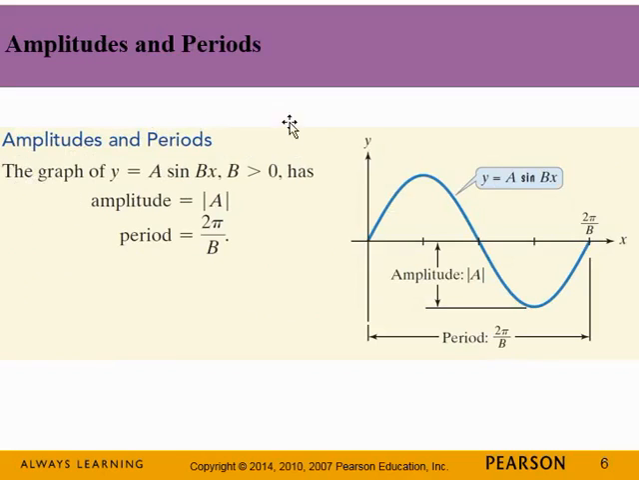So amplitudes and periods. One of the graphs that we could look at is y equals a sine bx. So b has to be greater than 0. Your amplitude is the absolute value of a, and the way you find your period is 2 pi divided by b. So I have to write these down. We will be using them as we go through.